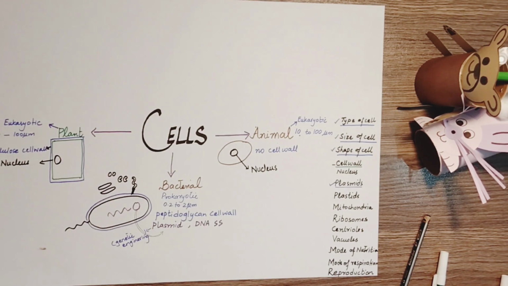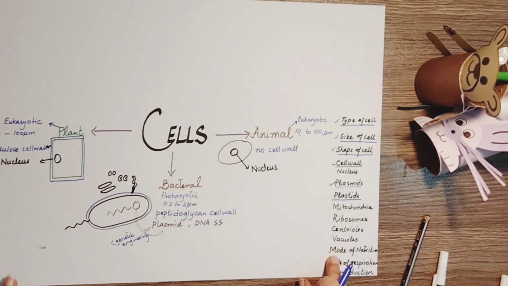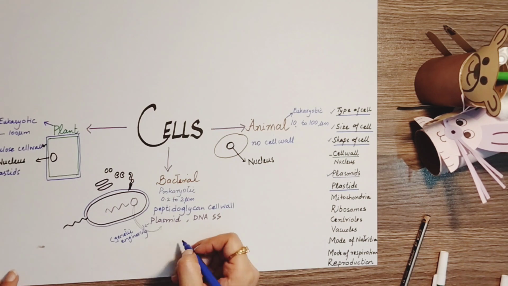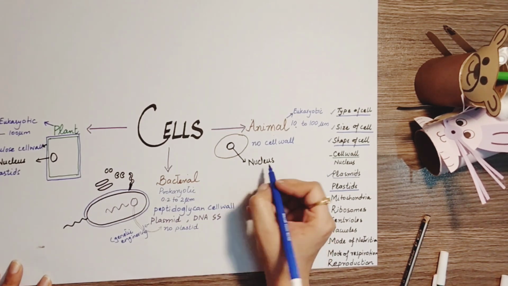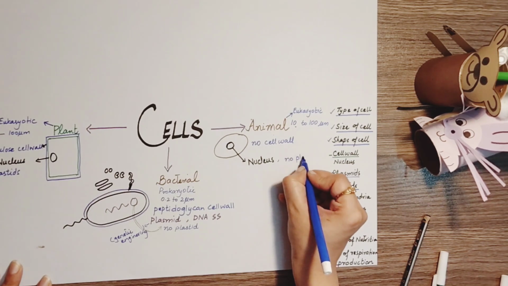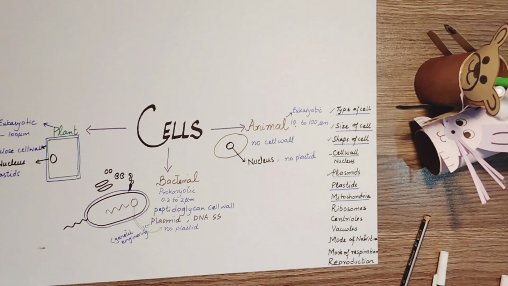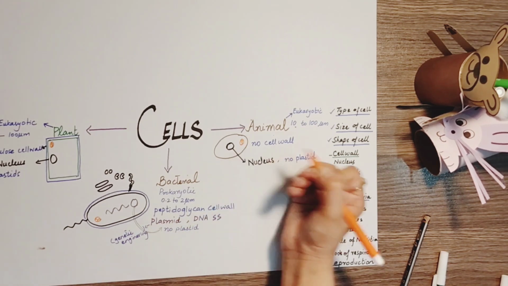So plastids are, again, a very important organelle. As we know, membrane-bounded organelles are present in plant cells but absent in the bacterial cell. Plastids are particularly plant organelles, so they are not found in animals as well. They are used to give coloration to the plants, so there is no role of them in animals.